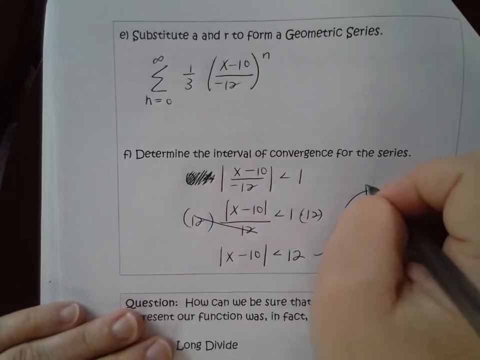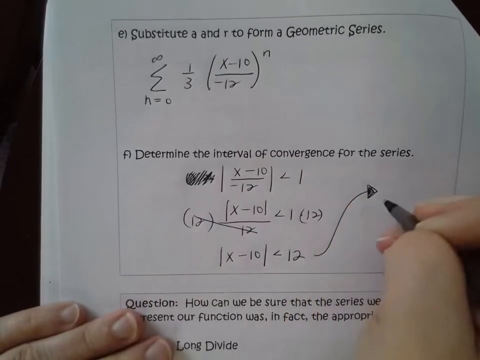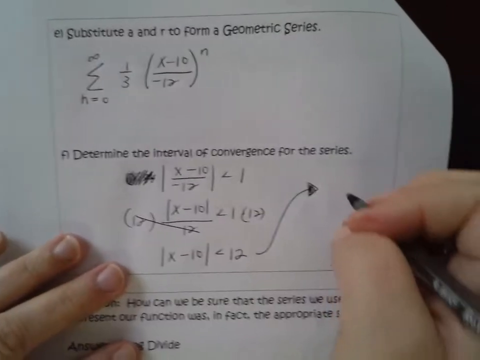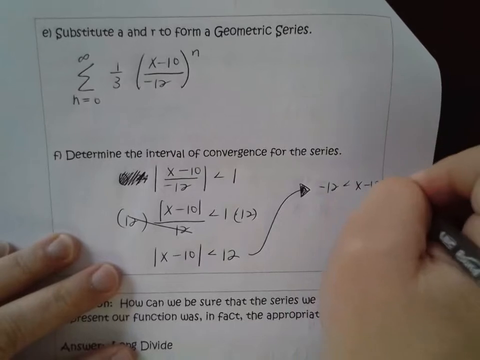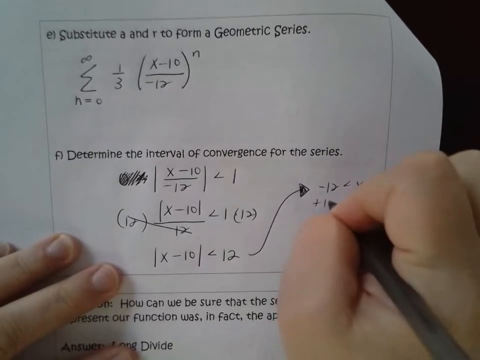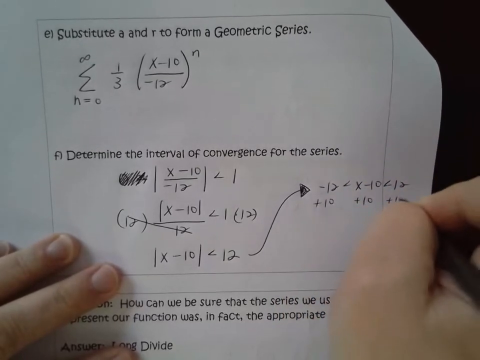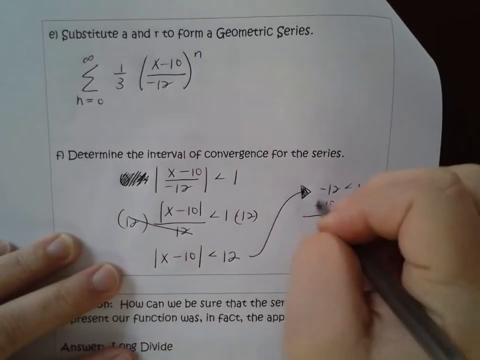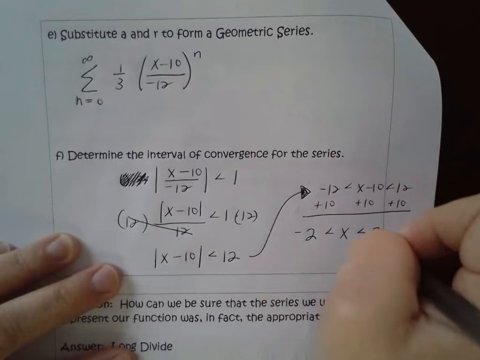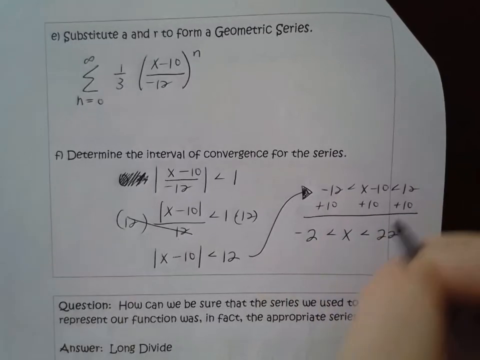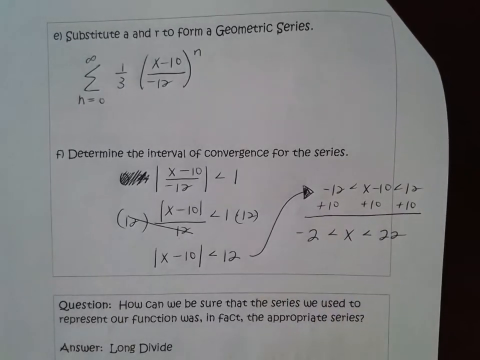All right, let's continue this thought process over here. Absolute value less than means that I'm going to be stuck between -12 and 12. Let's finish this up by adding 10 on all three sides, and I get -2 less than x less than 22. That's my interval of convergence.